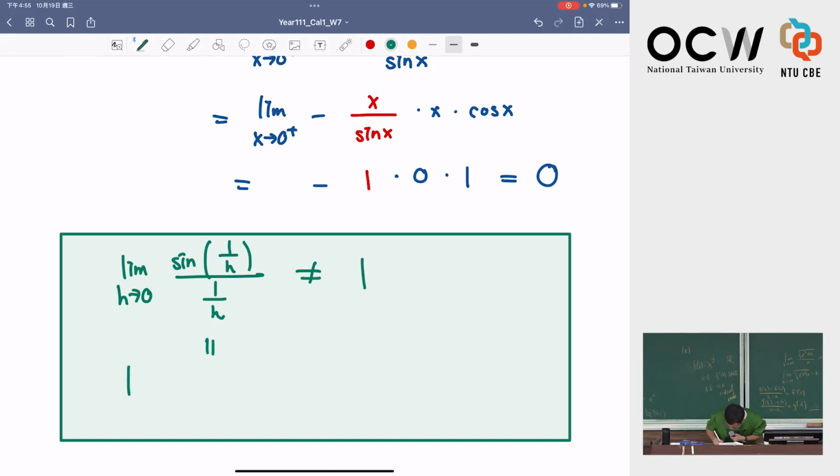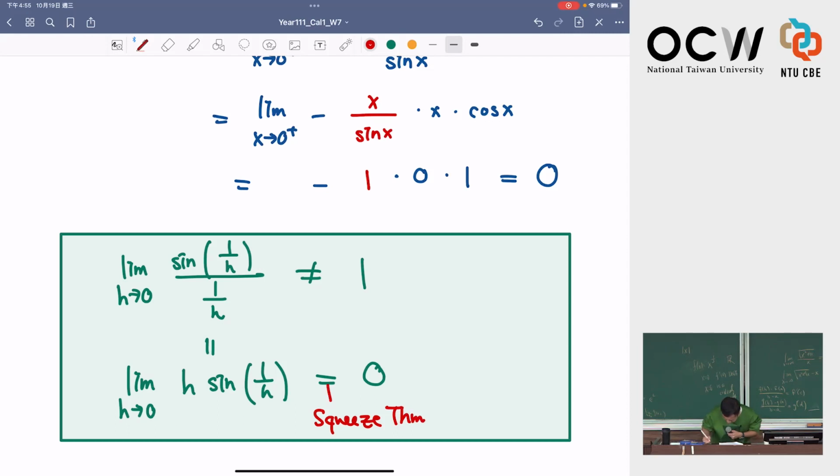This limit equals the limit as h goes to 0 of h sine x 1 over h, which should equal 0 by the squeeze theorem. And don't think I trapped you, because I think there's a question in homework 3 that tests you on an identical trick. I forget which question. It's C, homework 3. About this, please.